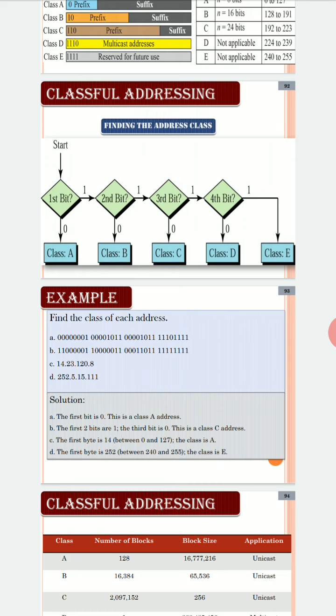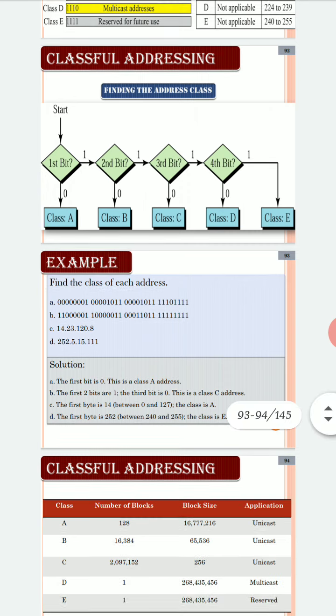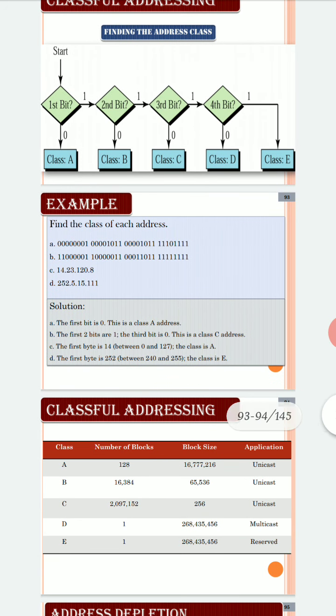So if the fourth bit is 0, then we call it a class D address. And even in this case, if all 4 bits are 1 1 1 1, that is, the first bit is 1, second bit is 1, third bit is 1, fourth bit is 1, then we call it class E. So we'll take one example here. We have 4 addresses, so let us see whether they belong to class A, class B, class C, class D or class E addressing.